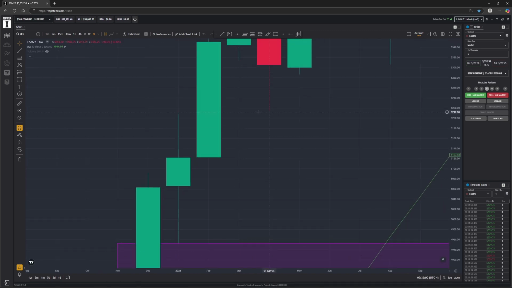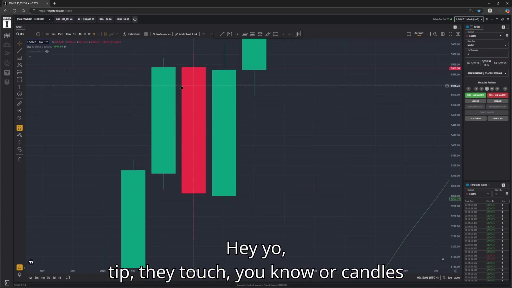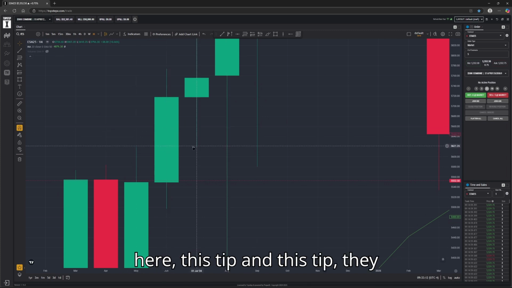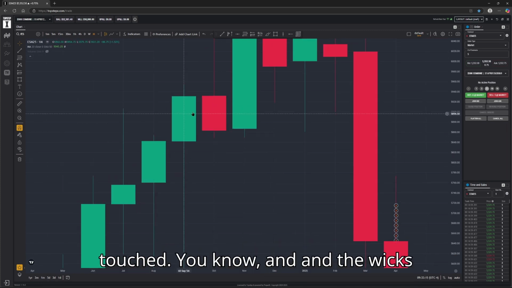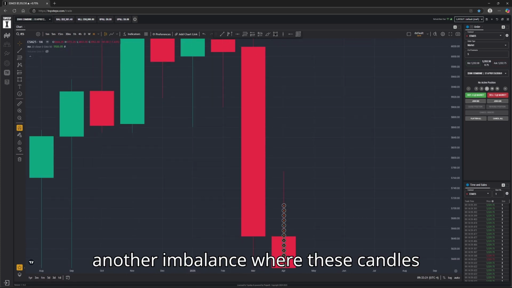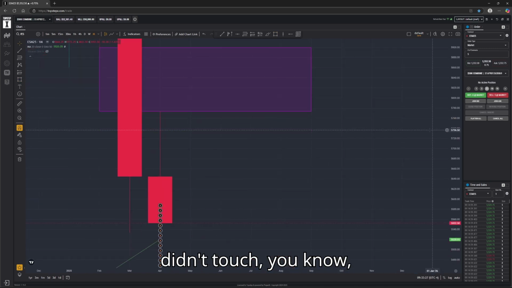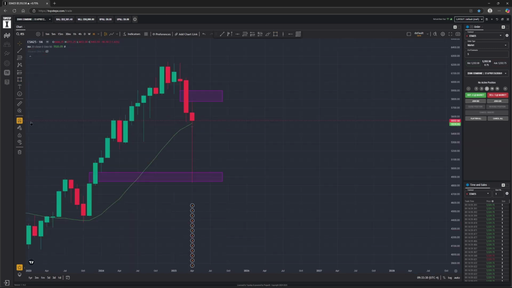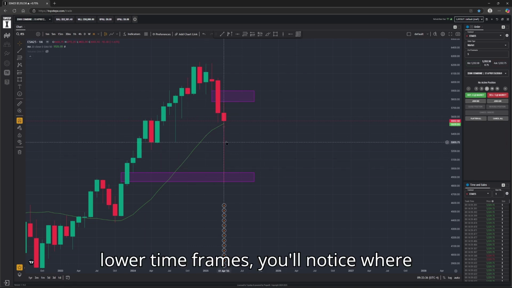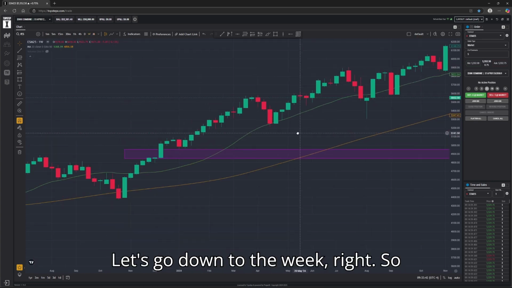And usually, like here and here, this tip and this tip, they touch, or candles are right next to each other. Look at here, this tip and this tip, they touch, and the wicks usually go there. Like here and here is another imbalance where these candles didn't touch. As you can see there, as you go in the lower time frames, you'll notice where they're at, right? So that's the month. Let's go down to the week, right?